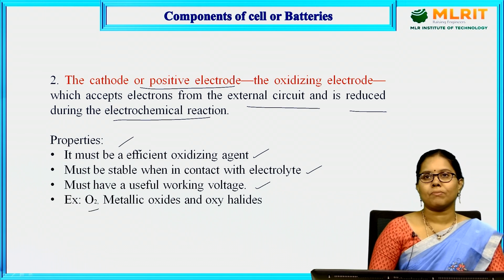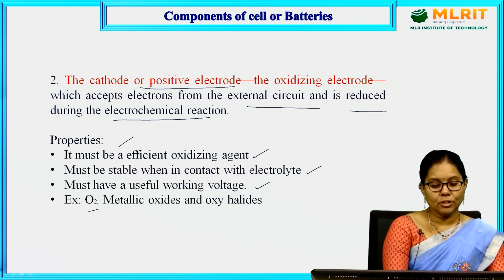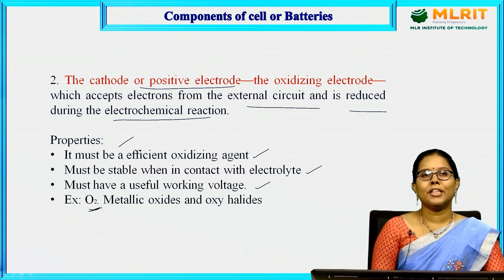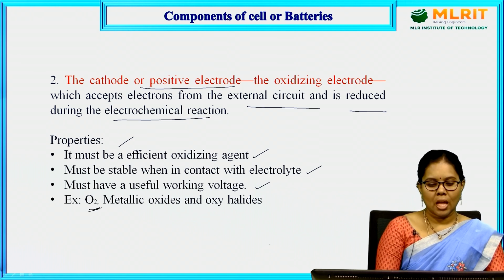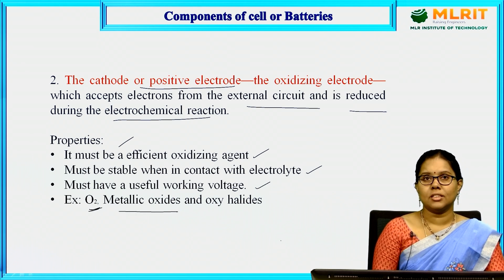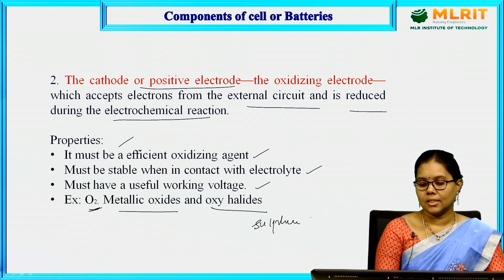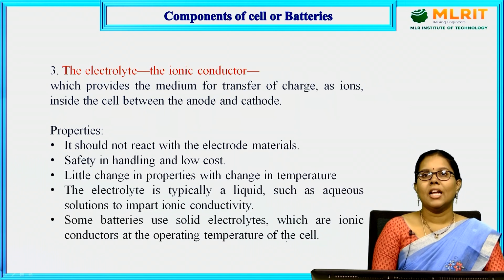Example, oxygen. Oxygen is used as a cathode in the zinc air battery. It reduces very easily, by gaining the electrons from the external circuit. Other cathodes are metallic oxides and oxyhalides. In special batteries, we are using sulfur and its halides and its oxides.